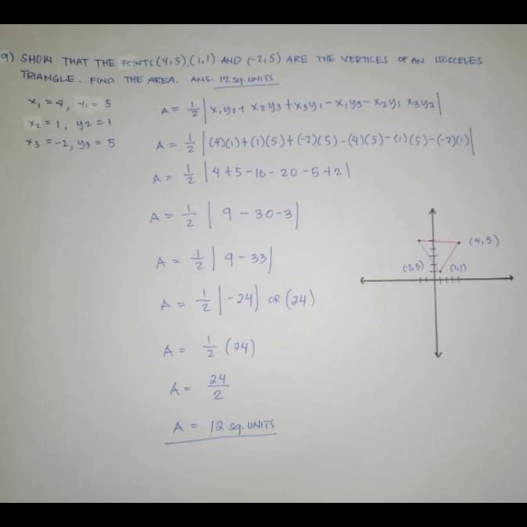So A is equal to 1/2 times 4 plus 5 minus 10 minus 20 minus 5 plus 2. So we get 9 minus 30 minus 3. So we have area is equal to 1/2 times 9 minus 33. So we have 1/2 times 24. So A is equal to 24 over 2. So 24 divided by 2 is equal to 12. So we have the area of 12 square units. So the graph is like this.